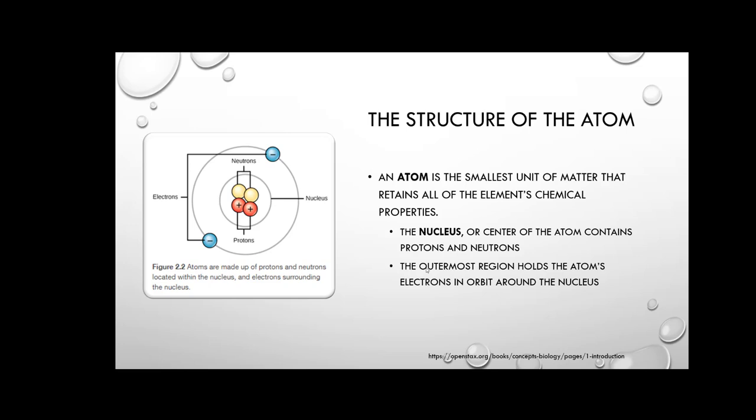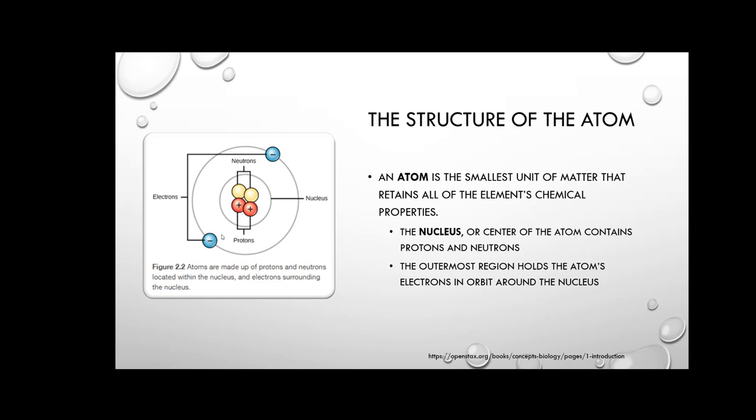An atom is made of 3 parts. We have the nucleus that contains the protons and the neutrons. You can see that the protons are positively charged and the neutrons have a neutral charge. And then surrounding the nucleus we have the electrons, which are negatively charged. Those are the 3 subparticles that make up the atom.